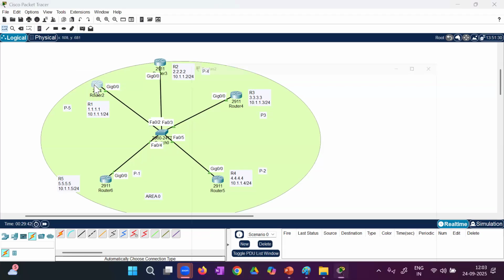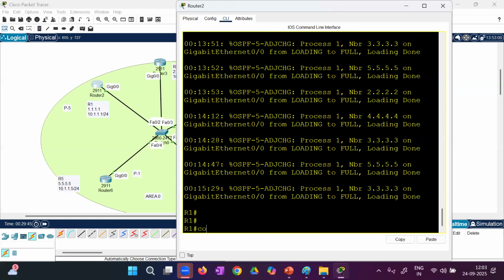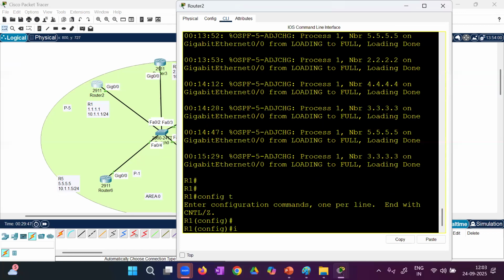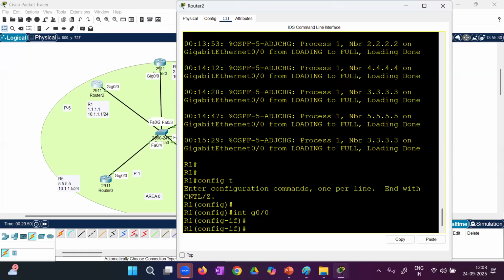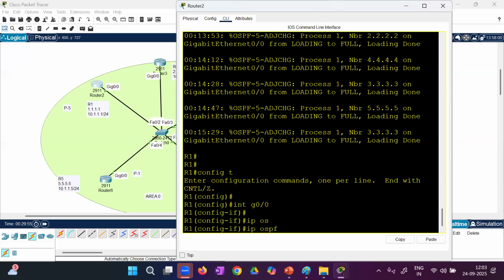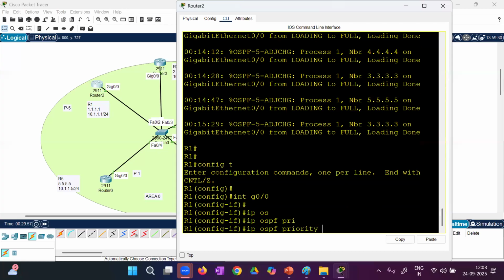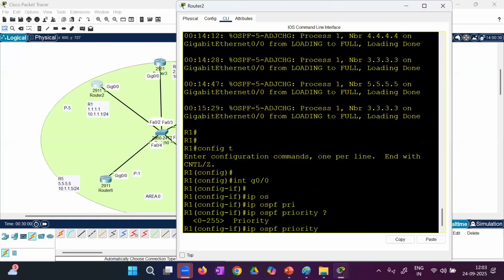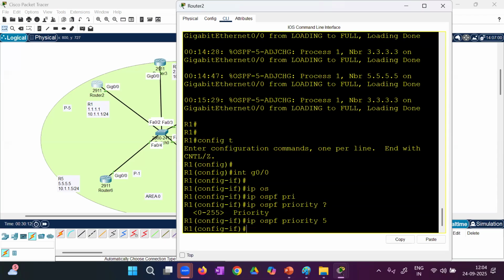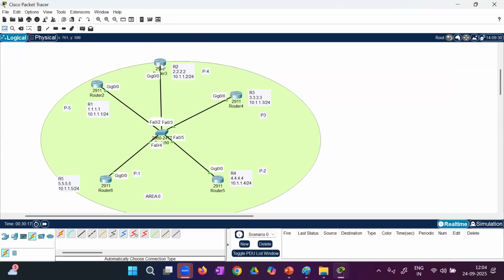Now come to this router. Config t. Give the interface number G0/0. To change the priority number, the command is ip ospf priority. Give a question mark. This is the range of priority, 0 to 255. So I want to give it 5 here. Then give exit.